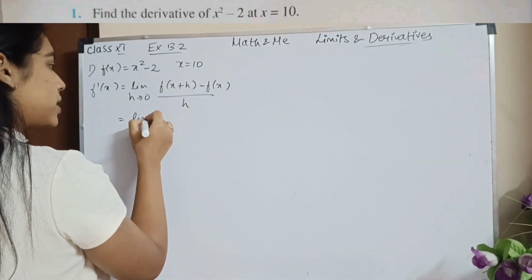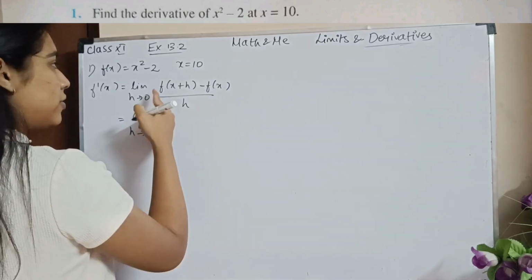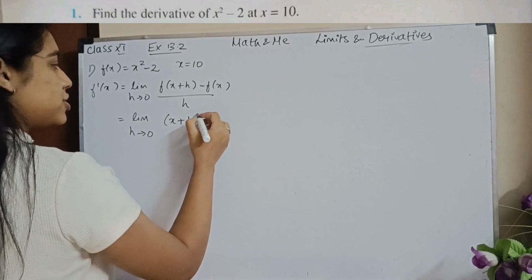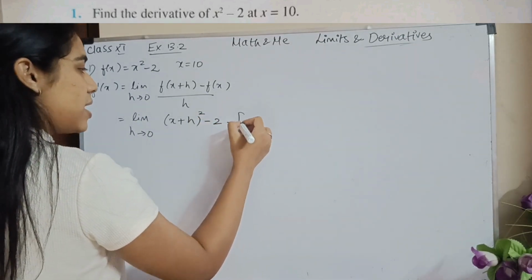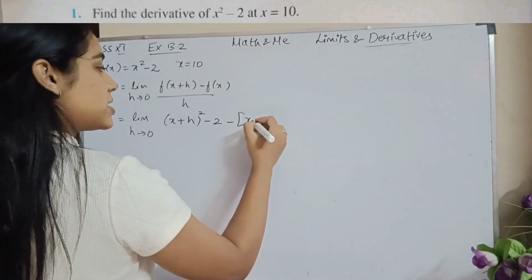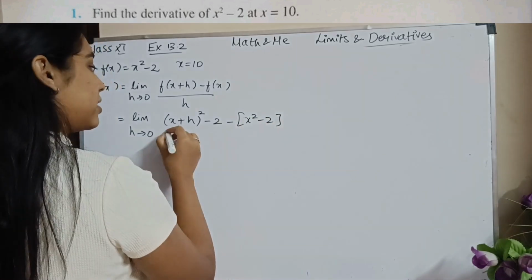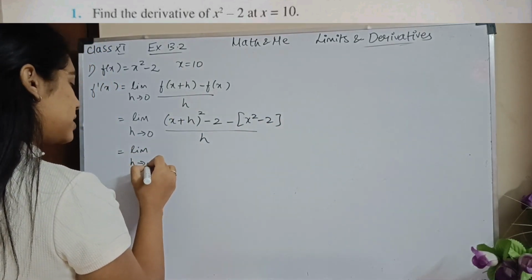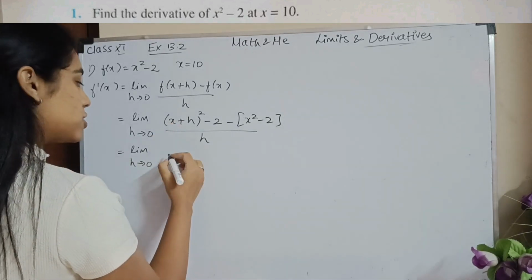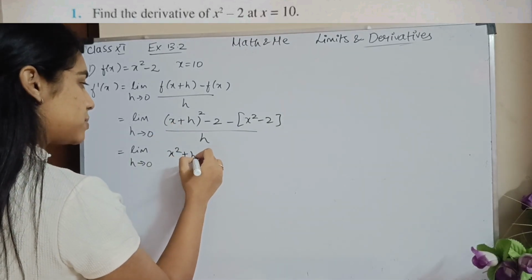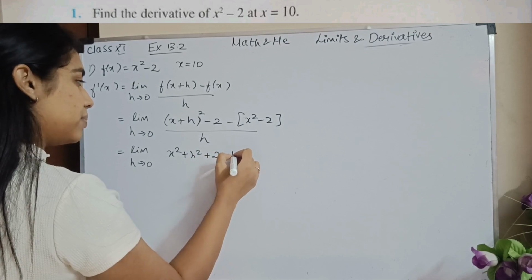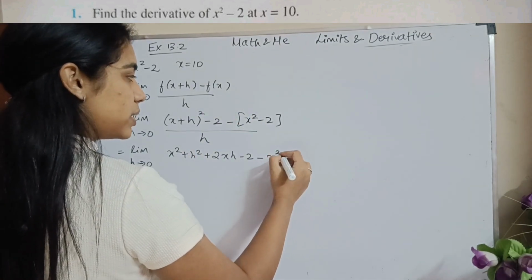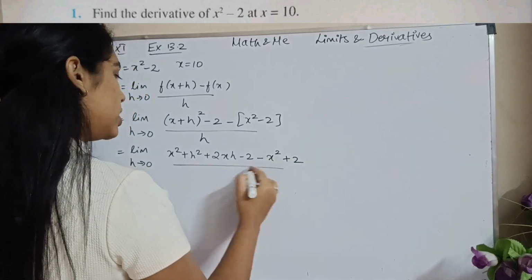If I substitute the value, I have the limit as h tends to 0 of f of x plus h. Wherever I have an x, I'm going to substitute x plus h. So (x plus h) square minus 2, minus f of x, which is x square minus 2. Always put a bracket. Divided by h. If I open, the limit as h tends to 0 of a plus b the whole square, which is a square plus b square plus 2ab, minus 2, minus, I'm going to open the bracket, so minus x square plus 2. The whole divided by h.